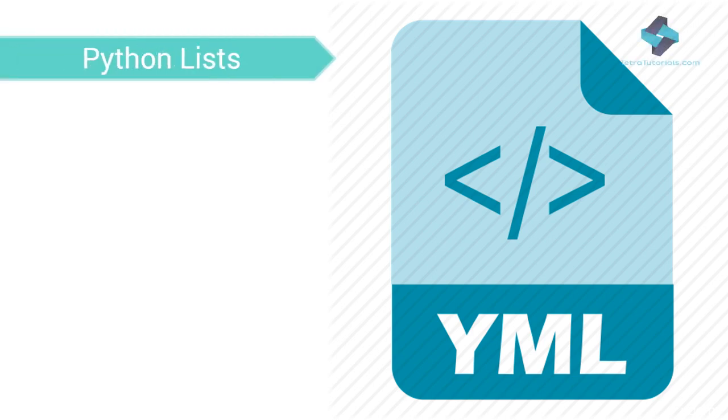Since Ansible playbooks are generally written in YAML, let's discuss this format in detail before moving forward. YAML stands for Yet Another Markup Language. Here we are going to learn some basics about lists, dictionaries, and other complex data structures.